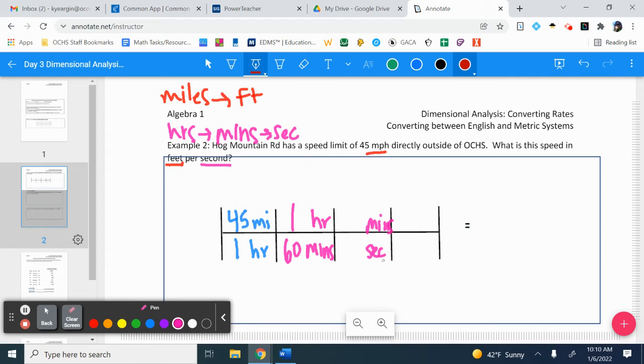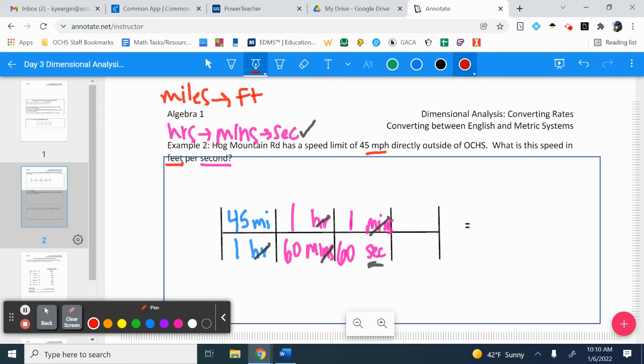So we ask ourselves which one is larger. Minutes are larger, and there are 60 seconds in a minute. So if I want to go back and check, I had hours, I got rid of hours. I had minutes, I got rid of minutes. I'm left with seconds. That's what we wanted, so we're good.